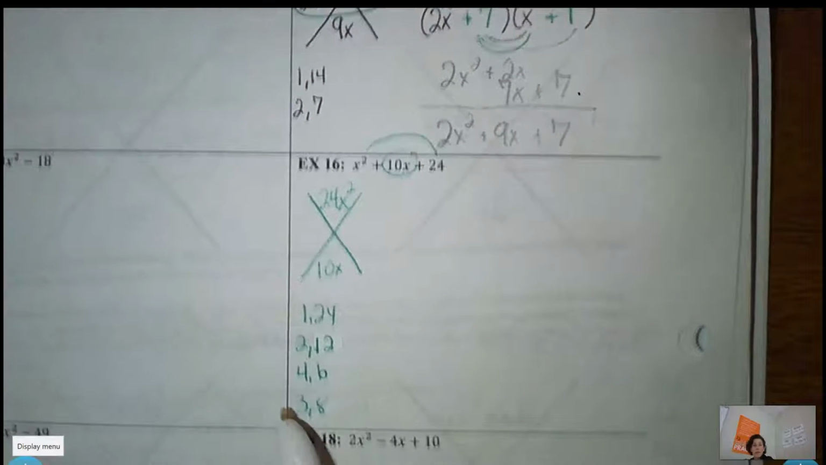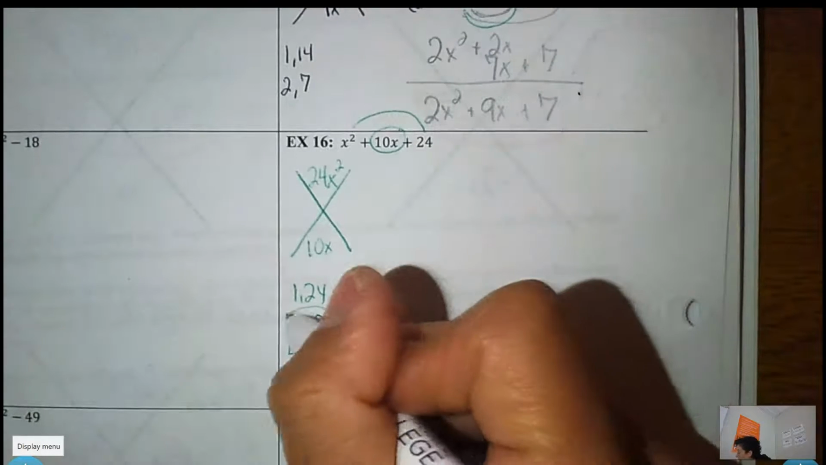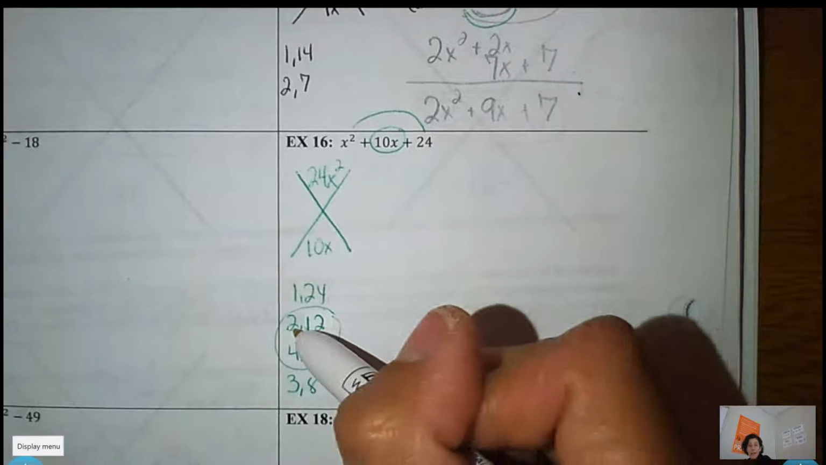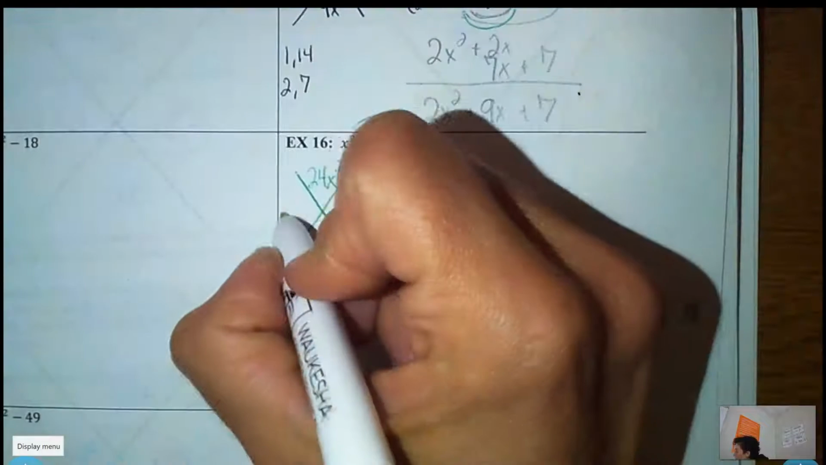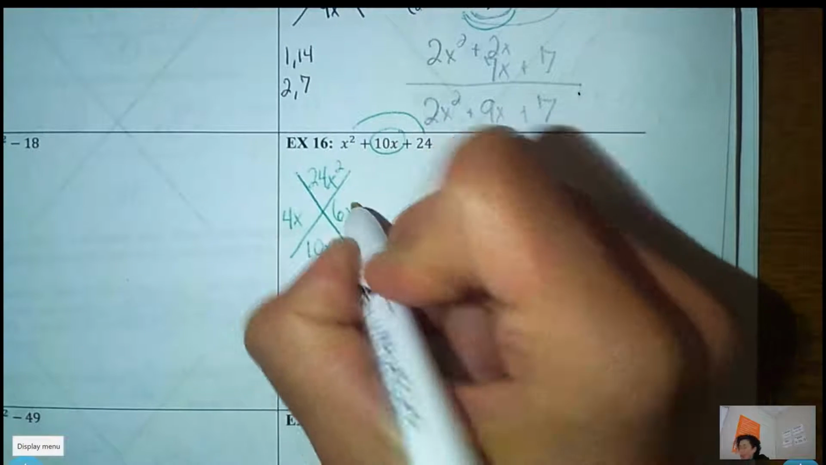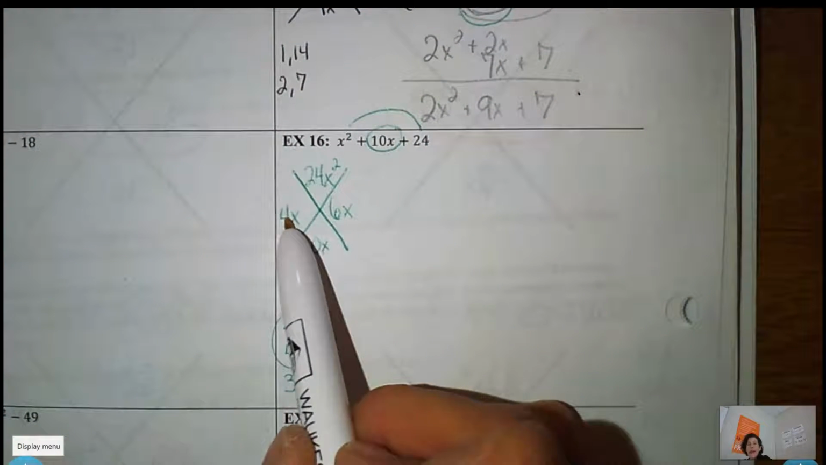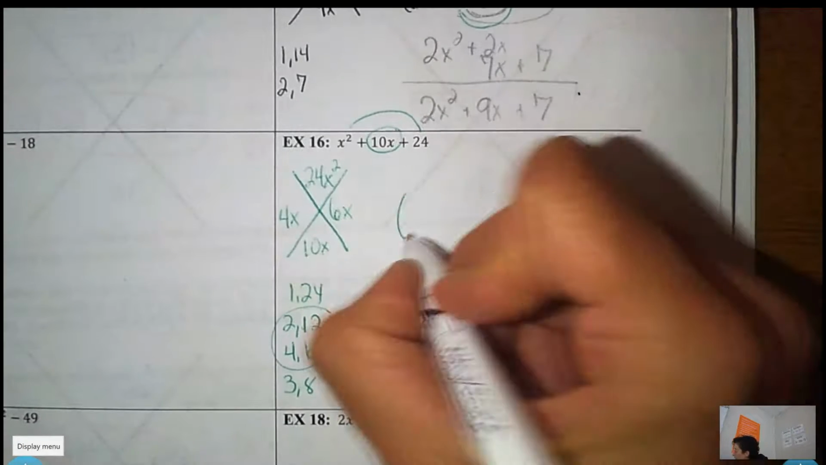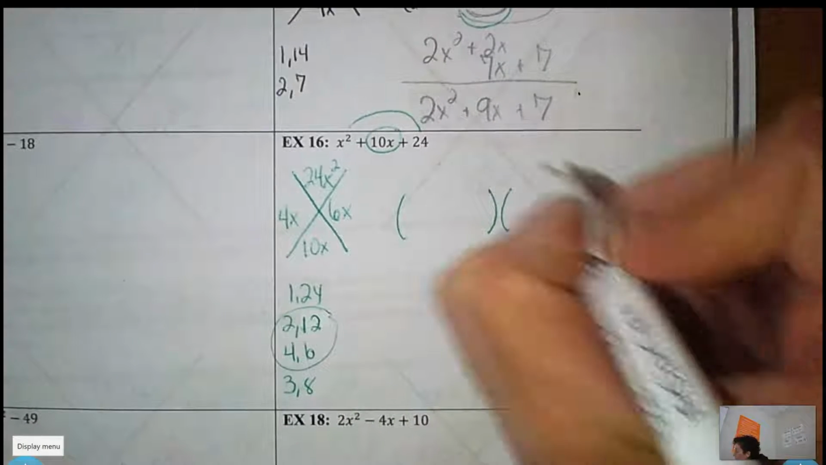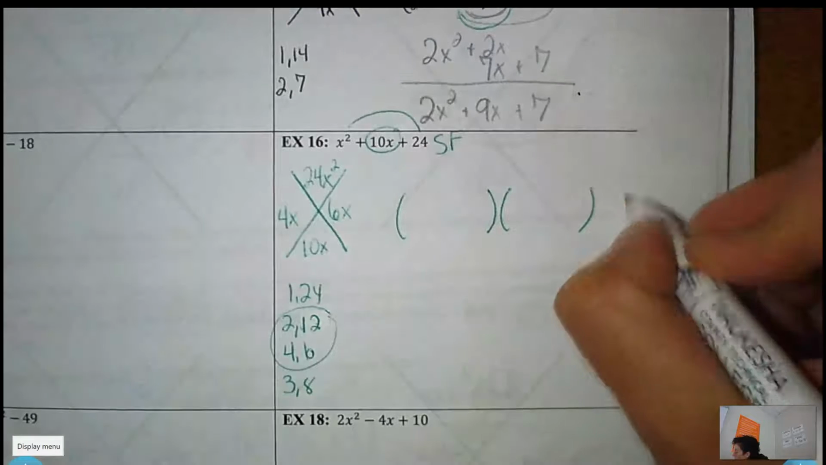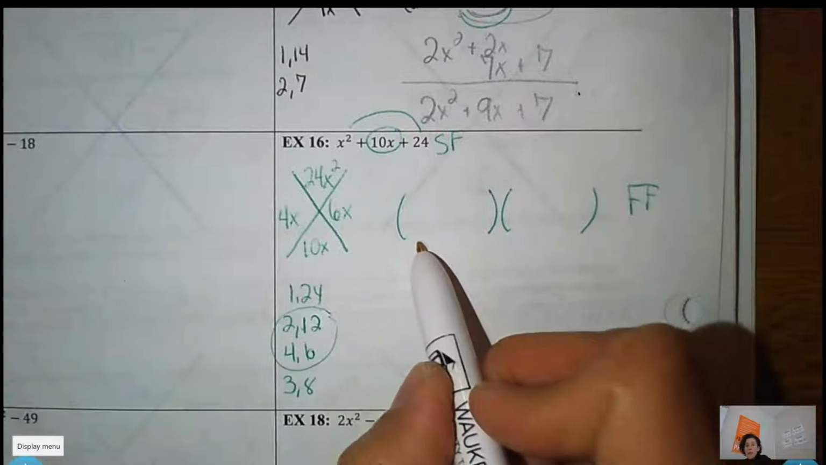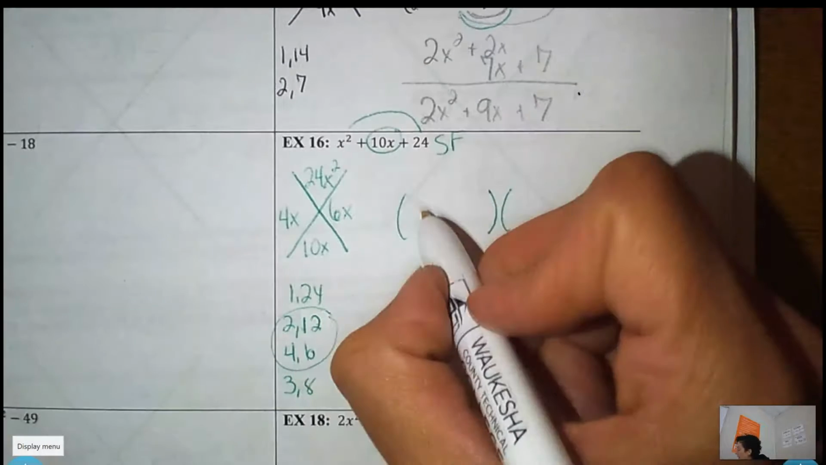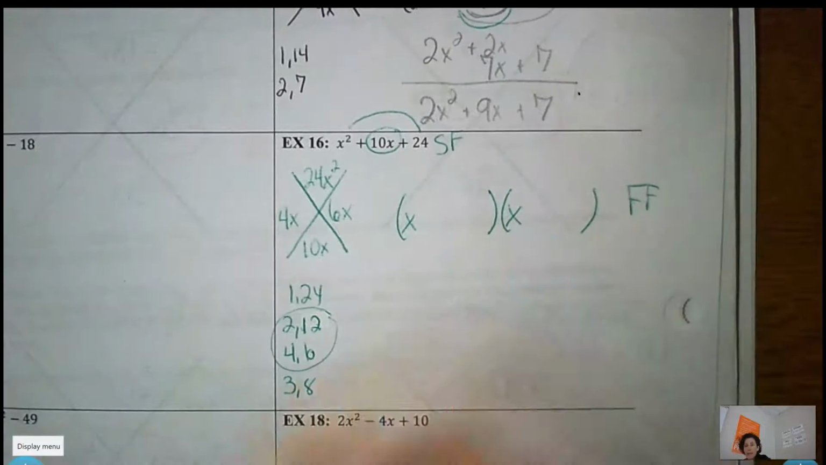And now when I look, there's actually two possibilities that can get me to 10 and to 24. And so we're going to be using the 4x and the 6x as our correct pair, because adding these gives me 10x, multiplying these gives me 24x squared. So again, we're about to create the factors. Again, we're going from standard form to factored form, and we always start with what neighbor met what neighbor to make our first leading term. To get x squared, it would just be an x and an x.